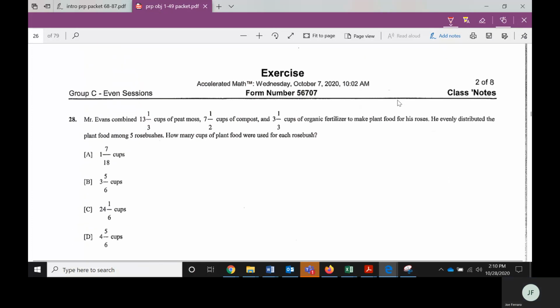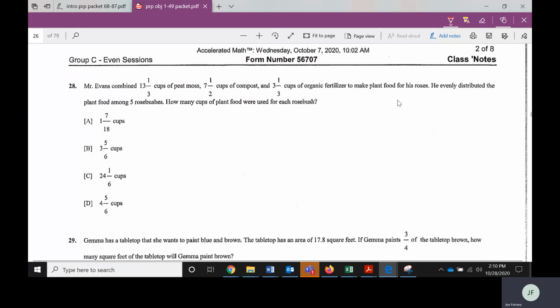Okay. All right. Next problem. Mr. Evans, 13.5 cups of compost and 3.5 cups of organic fertilizer to make plant food. He evenly distributed the plant food among 5 bushes. How many cups of plant food were used for each rose bush?